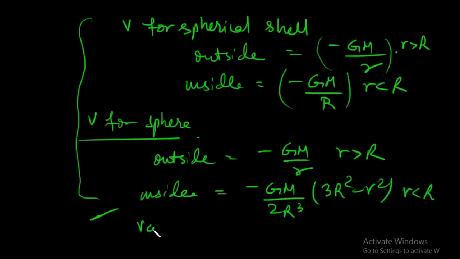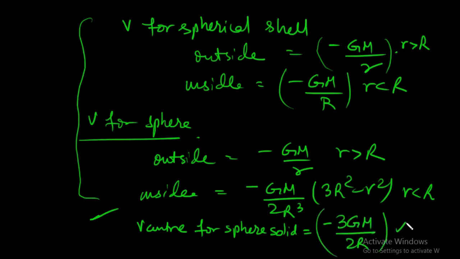And V at center for solid sphere, this would be when r is 0, so we have minus 3 GM by 2R. Alright, this is the answer. These are the answers I have derived. You can check them. These would be correct. Okay, alright, so now I want to plot V versus r for a sphere.